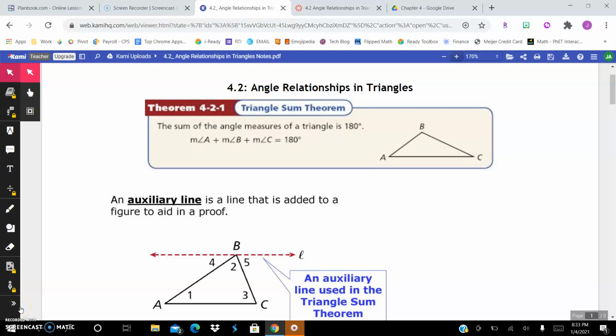For section 4.2, we will be talking about angle relationships and triangles. We're going to start off here with the triangle sum theorem. That is something you already know: if you add the measures of the three angles of the triangle together, you will get 180 degrees, no matter what kind of triangle it is.